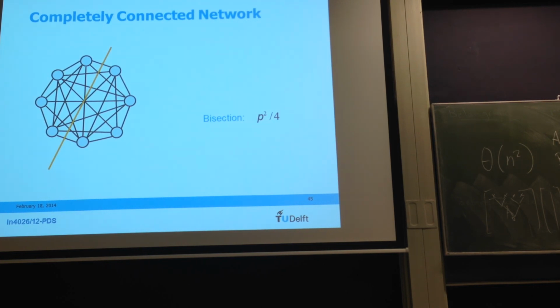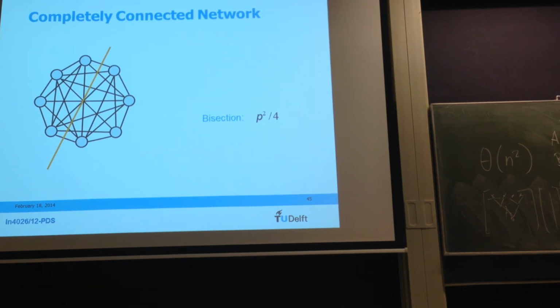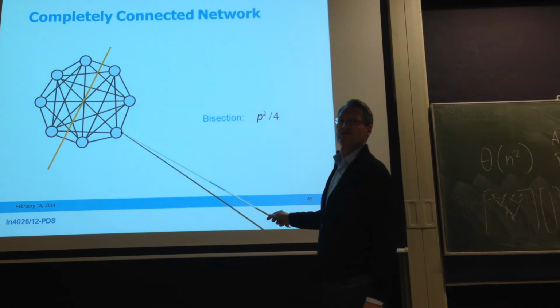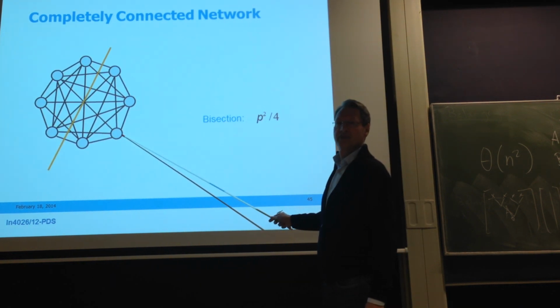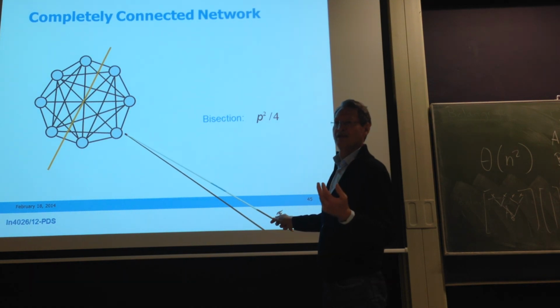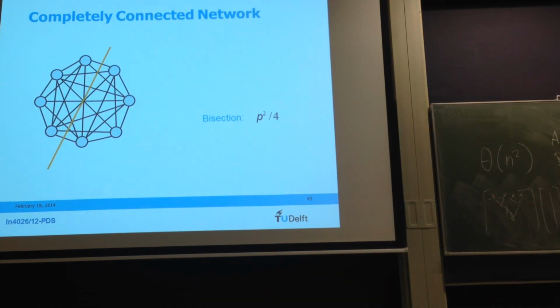And then the cost. P squared? Oh no, P minus 1 squared? Each processor has P minus 1 connections. So that's P times P minus 1, but you count double, so you have to divide it by 2. So this is not very nice, the last two.